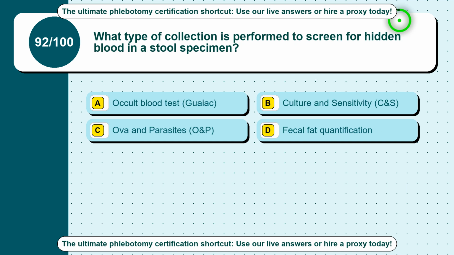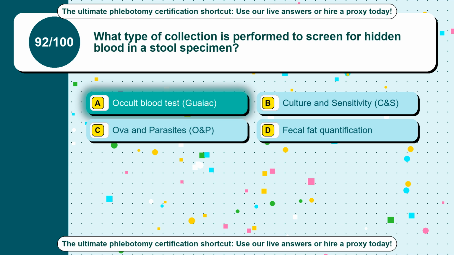Question 92. What type of collection is performed to screen for hidden blood in a stool specimen? Option A, occult blood test, GWAC. Option B, culture and sensitivity, C&S. Option C, ova and parasites, O&P. Option D, fecal fat quantification. The correct answer is option A, occult blood test, GWAC.